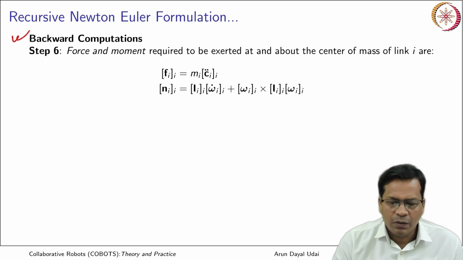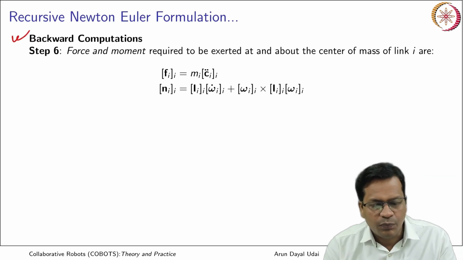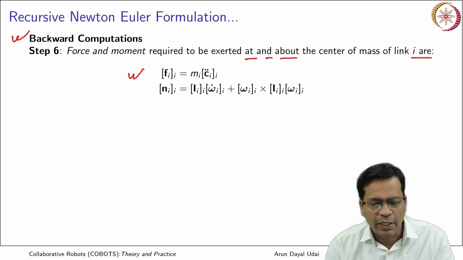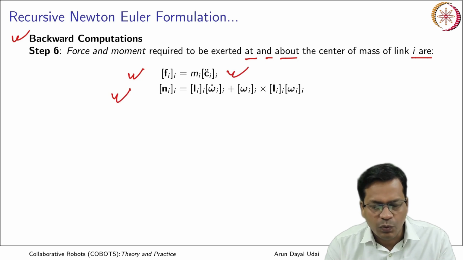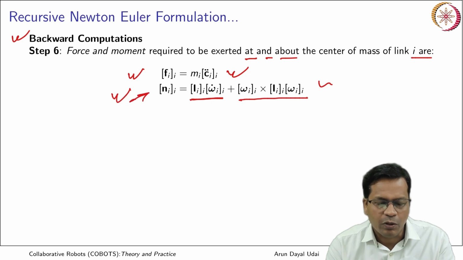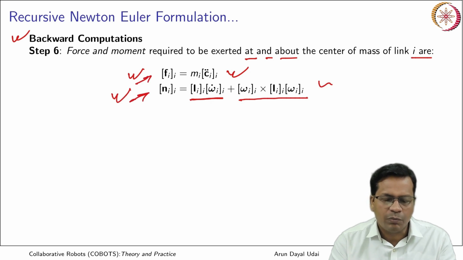Now the backward computation. The force and moment required to be exerted at and about the center of mass of link i are this. Force is directly M i C i double dot, and moment is because of two components. First one is moment of inertia into angular acceleration plus this is the gyroscopic component. So both of them together create the moment component. So this is the force, this is the moment.